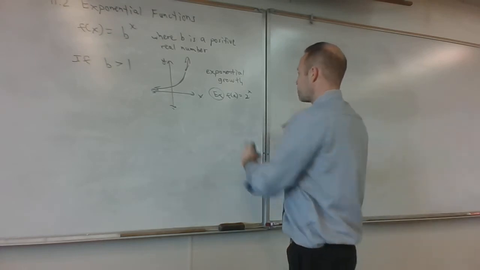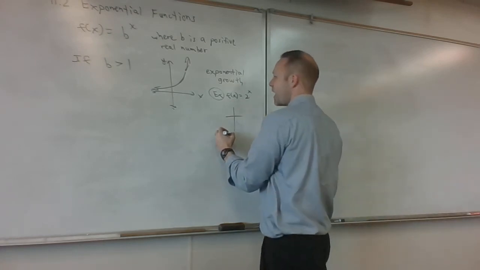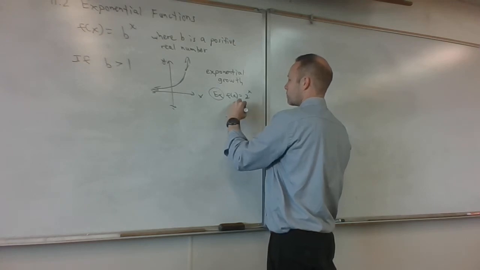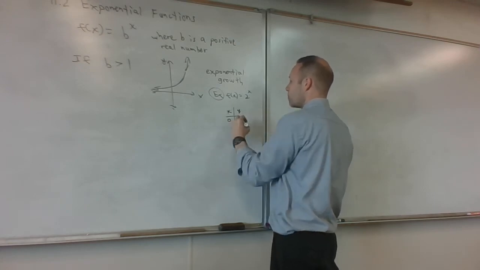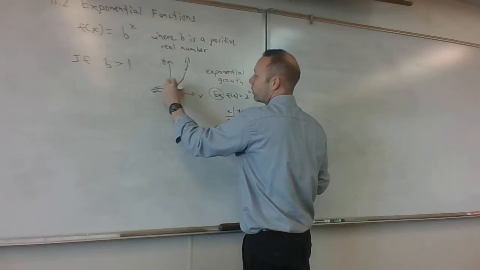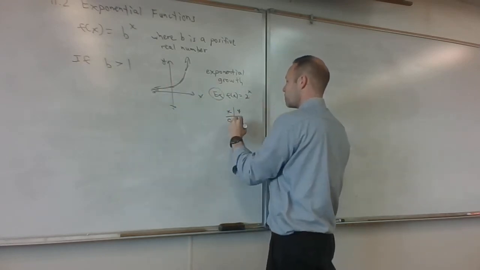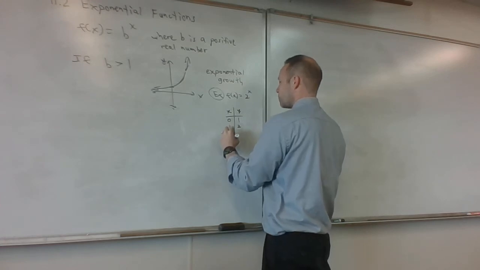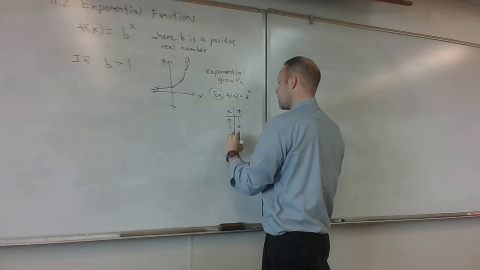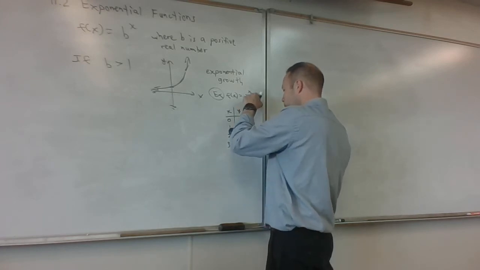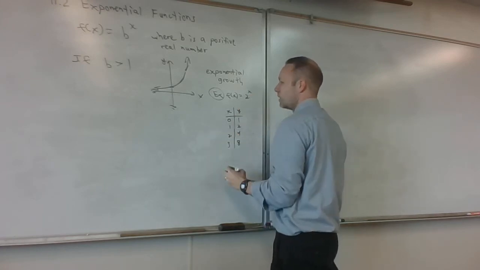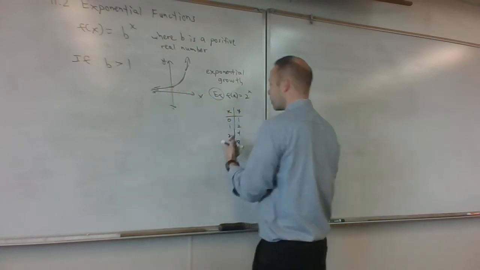Table of values wise, x and y: if x is 0, 2 to the 0th is 1. So this is going to have a y-intercept right there at 1. If x is 1, 2 to the first is 2. If x is 2, 2 squared is 4. If x is 3, 2 cubed is 8. So we're just getting bigger and bigger like that.